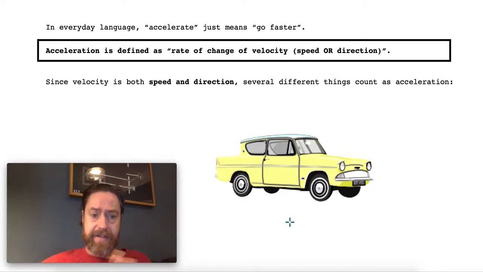So I'd like you to take that down. So you can pause this if you like. Acceleration is defined as the rate of change of velocity. And then in brackets after that, I've got speed or direction.